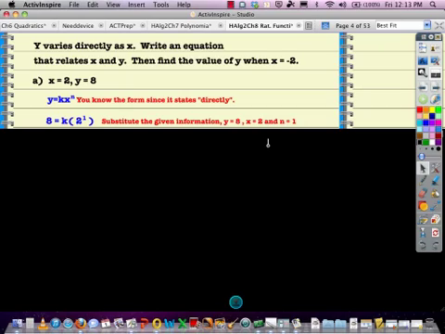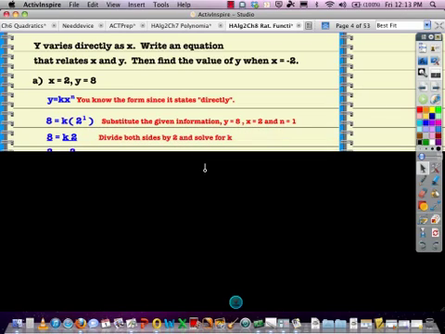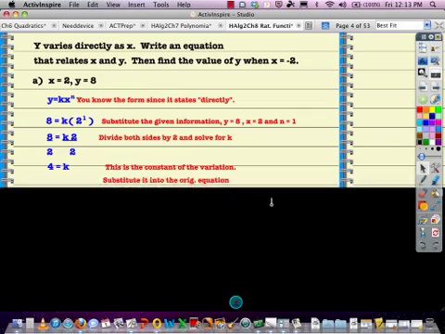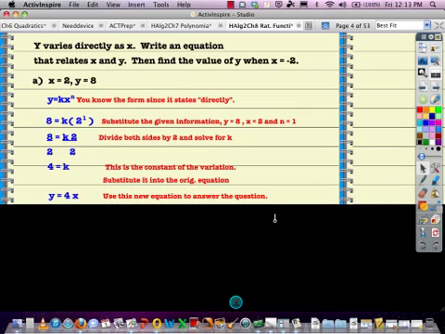We would then divide both sides by that 2. When we do, we get a k value. That k value is the constant of the variation, which means we can go back and write the equation with just that k value in. Our new equation, which we can use for any scenario dealing with this problem, would be y equals 4x.